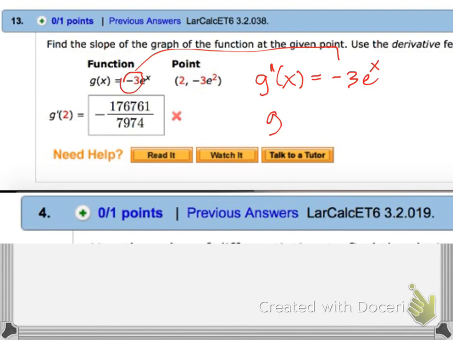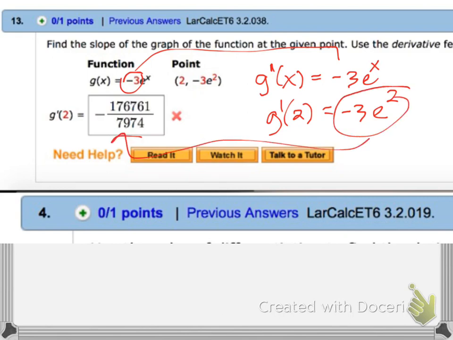So you plug in 2. G prime of 2 means negative 3 e to the second. So what it's asking for is this. That's it, negative 3 e to the second. You typed it in as a decimal, or maybe, I don't know where it came from, but that's your derivative. And it wants exact in there, so not using any exponents or anything like that. So you'd actually type in negative 3 e to the second to get that one.